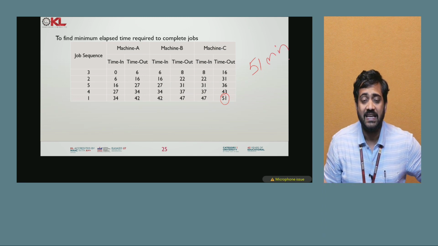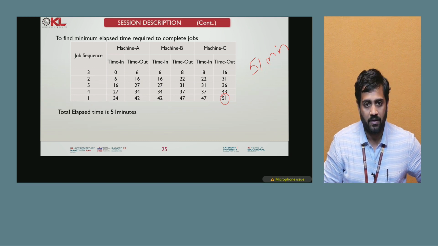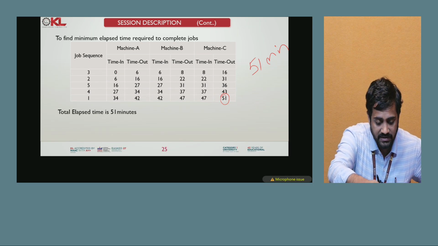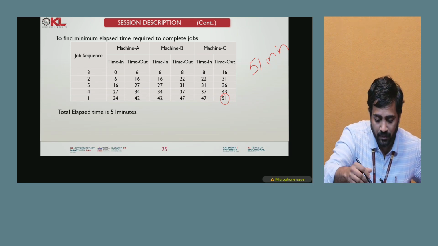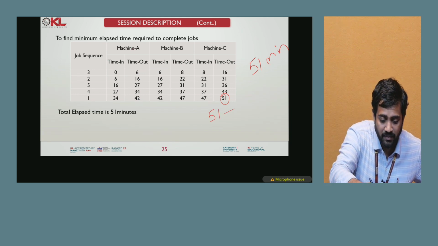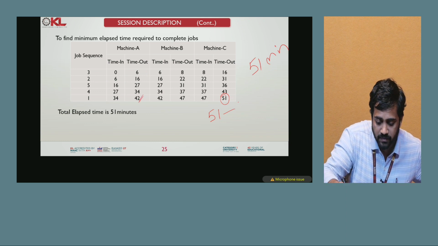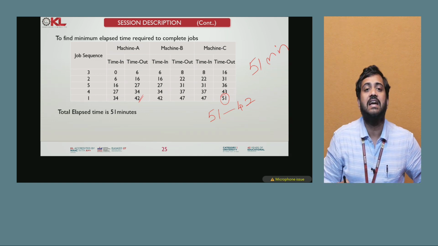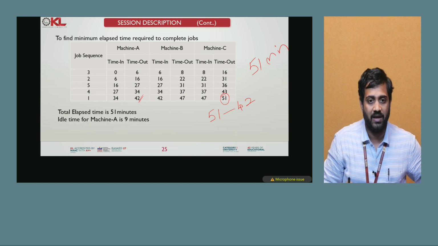Now, what is the idle time of machine number A? You see, the total elapsed time is 51. Idle time on machine A: machine A initially started with 0 and there is no waiting time, but at last the total completion time is 51, minus, under machine A we are completing all the jobs by 42. So 51 minus 42, it's 9 minutes. 9 minutes is the idle time for machine number A.